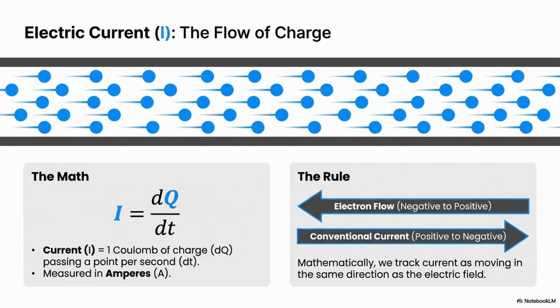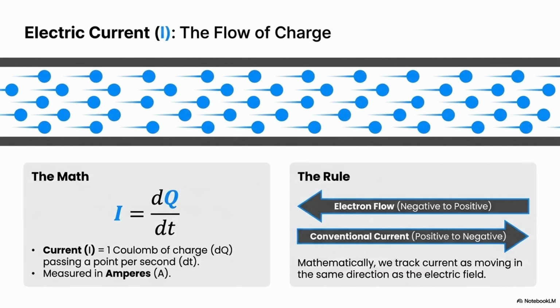It really is. So to this day, mathematically, we track current as moving in the same direction as the electric field, from positive to negative. Even though the physical reality is that the electrons are swimming upstream against that mathematical current. Exactly. It's totally backwards.